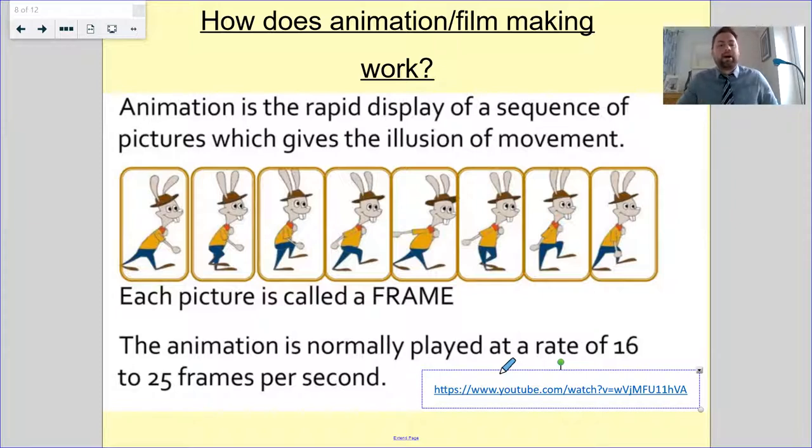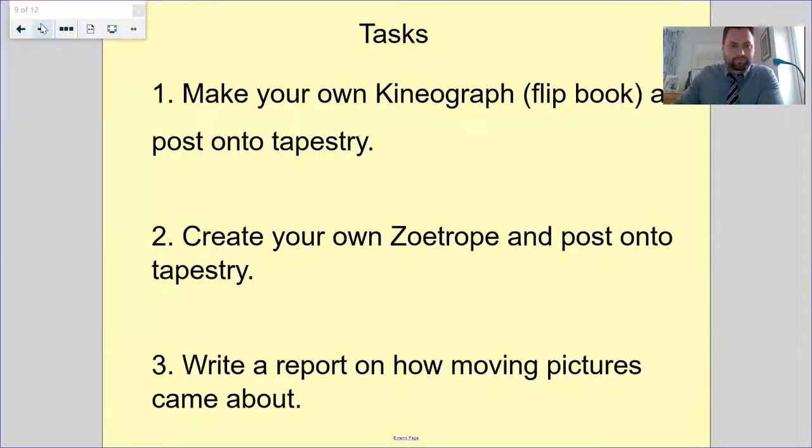Now, animation is normally played at a rate of 16 to 25 frames per second. So that means 25 images are being displayed very quickly next to each other in sequence in 1 second. And that speed enables us to see things quickly. Nowadays, in HD, you can get up to 60 frames per second. So it has evolved as time goes on.